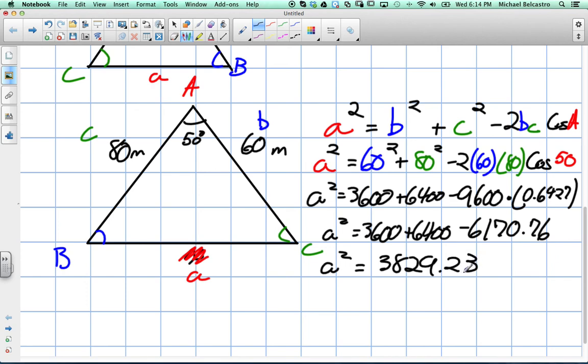3,829.23. Okay. So is that it? Are we done? Is that what that side is? No. What else do we have to do here? We have to square root it.